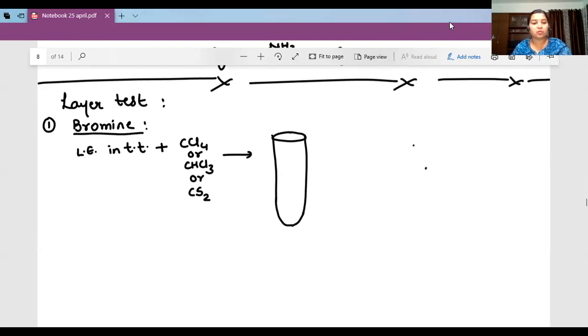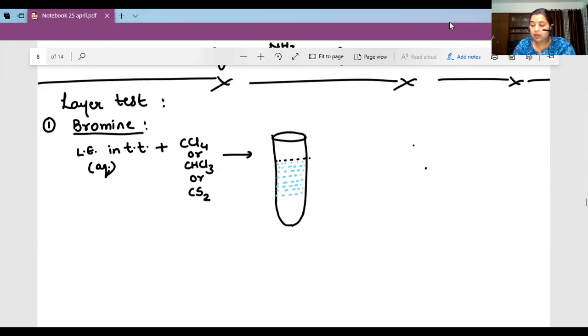This is my test tube. Then the Lassaigne's extract is aqueous based. Okay, Lassaigne's extract is aqueous based. It will be colorless, but it will be on top. Let me form the aqueous layer. Let this blue layer indicate the aqueous layer.